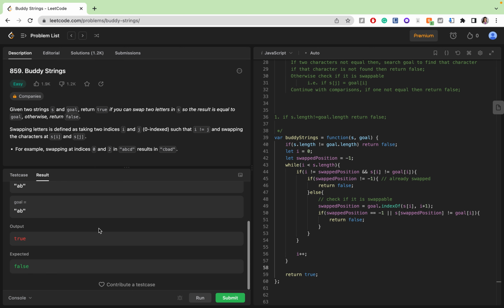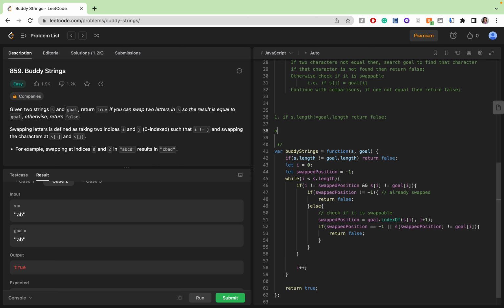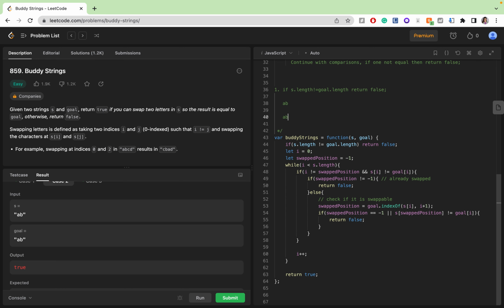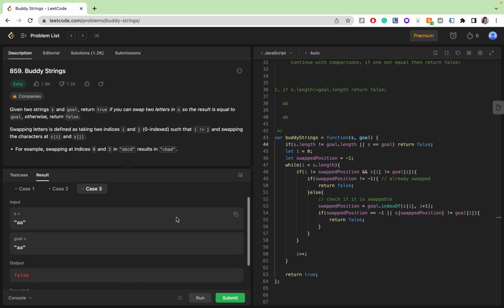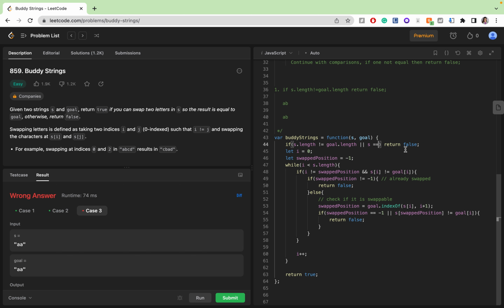Okay, if it is AB, then output is true, but it should have been false. Nice. So if it is AB, then why is it returning true? Oh, nice. So if it is AB, then what I can do is, if s is equal to goal, then return false. Oh no, I can't do that.